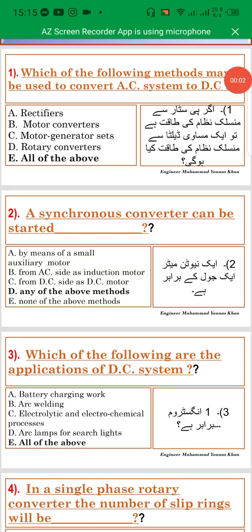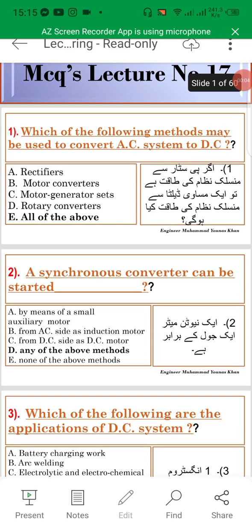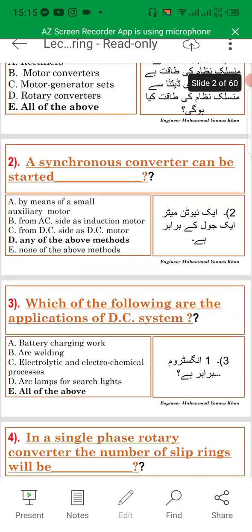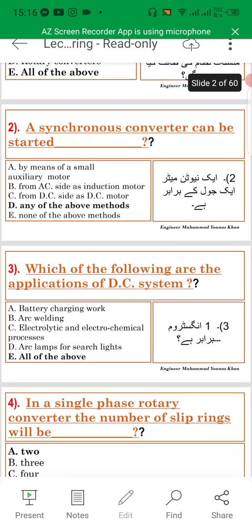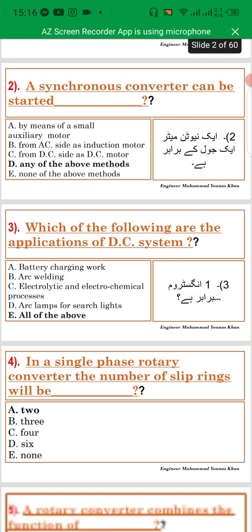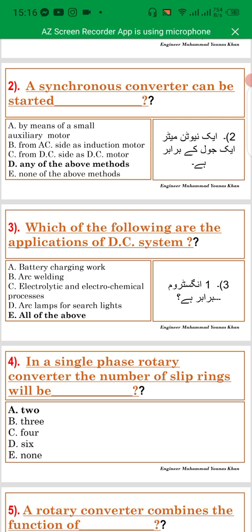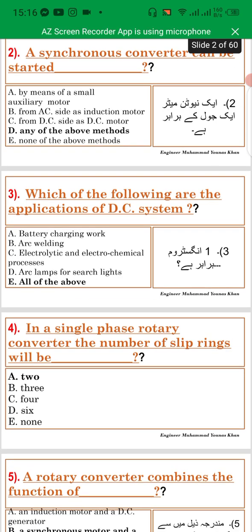Which of the following methods may be used to convert AC system to DC? Rectifiers, motor converter, motor generator set, rotary converter, all of the above. A synchronous converter can be started by means of a small auxiliary motor from AC side as induction motor, from DC side as DC motor.